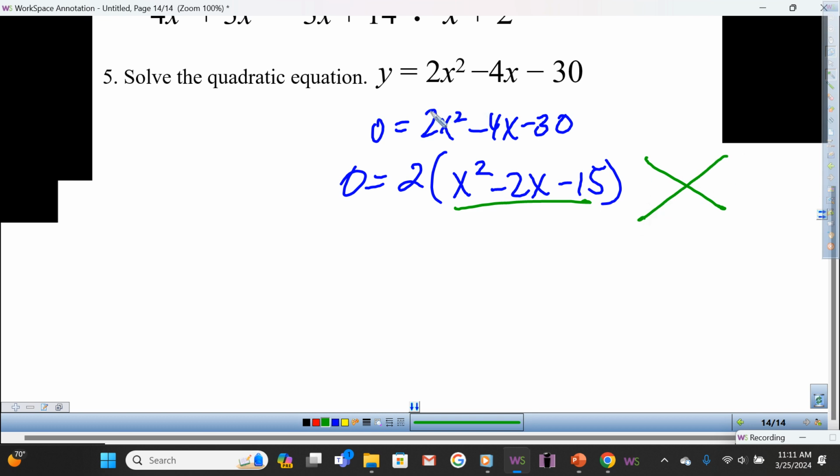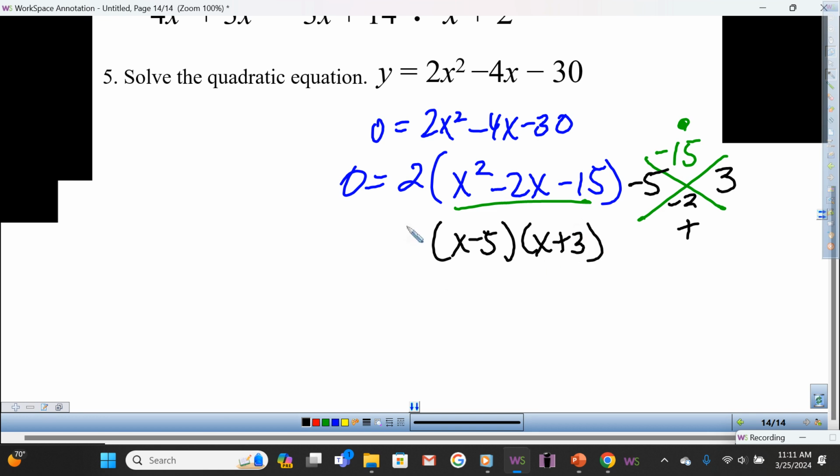Some of you went straight to multiply 2 times negative 30. That's fine. You still get the same result. So this is negative 15 and negative 2 underneath. What two numbers multiply to give me negative 15 and when you add them give us negative 2? Negative 5 and positive 3. So my factors are x minus 5, x plus 3, and then bring down the 2, and all that equal to 0. What do we do from there, everyone?